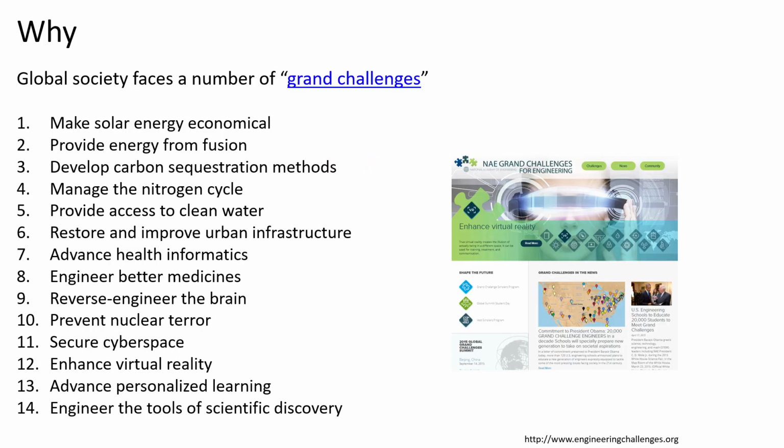So why might you be interested in engineering? And why might the general public be interested in engineering? Well, the reason for this is that society is facing a number of challenges to prevent us from living the fullest lives that we can. And engineers are well suited or well trained to address these challenges.